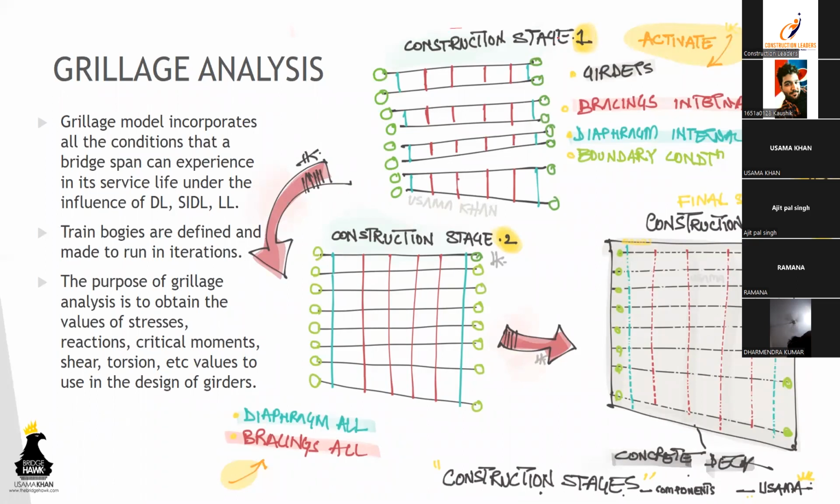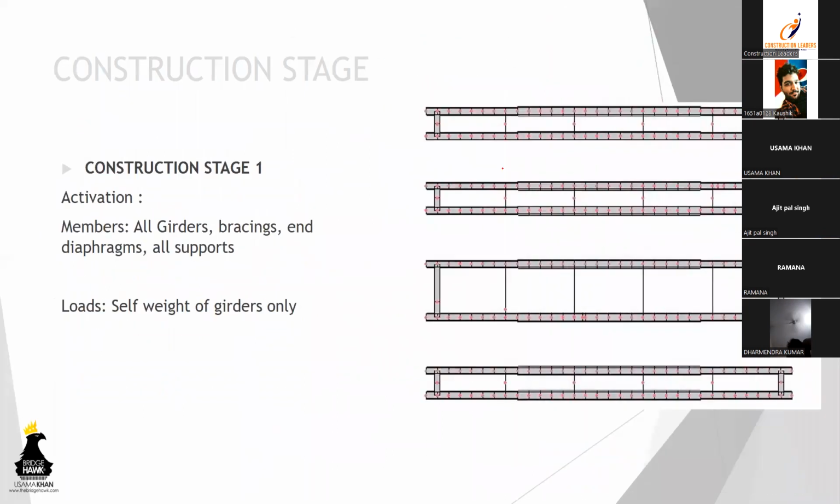So if you see this figure over here, construction stage 1, 2, and 3. I'll show you a 3D model so that it is better understandable. So this is a construction stage model that I had made for Mumbai Metro. So this is construction stage 1. If you see properly, you'll see that these are girders: 1, 2, 3, 4, 5, 6, 7, and 8. So these are girders.